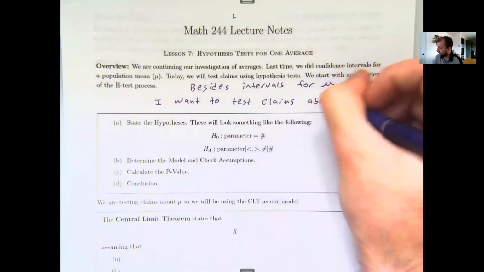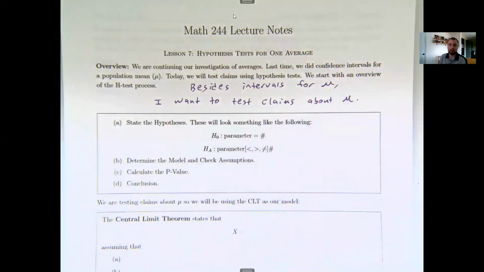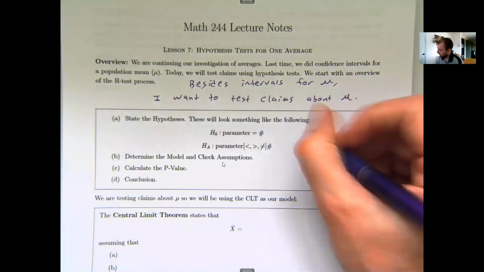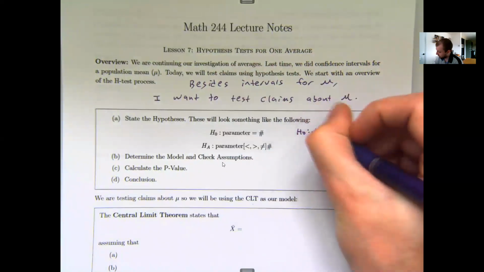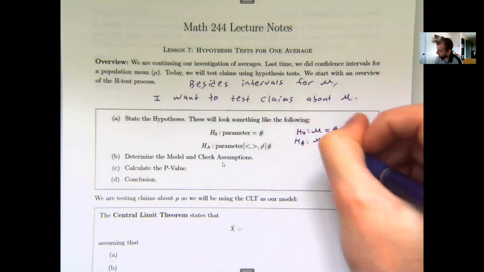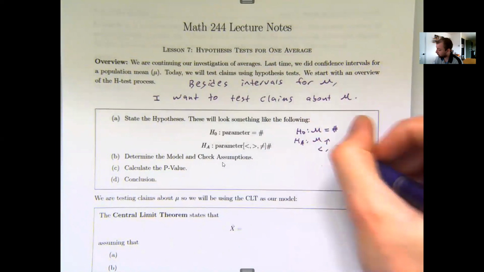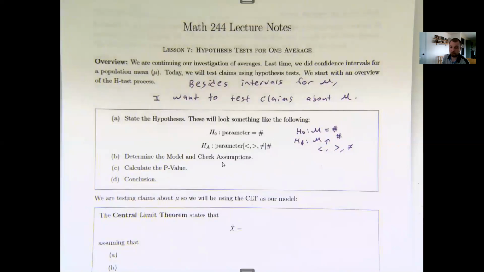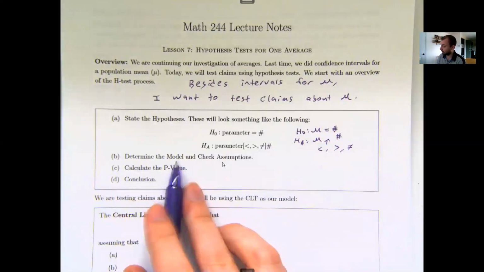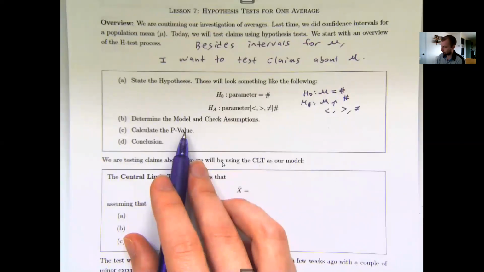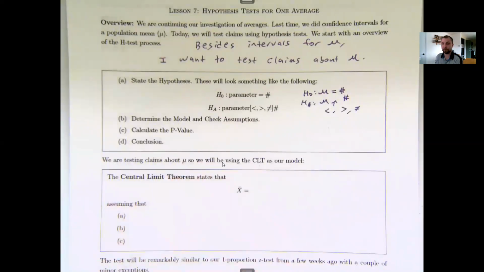About these population averages. And I have the 4 steps of our hypothesis process on the side here. I state the hypotheses. In this case, I'm dealing with averages, so this is going to look like mu equals some number. Mu is either less, left-tailed, more, right-tailed, or not equal to some number, two-tailed test. My second step is going to be to determine the model and assumptions. Third step is going to be to calculate the p-value. And my fourth step is conclusion.